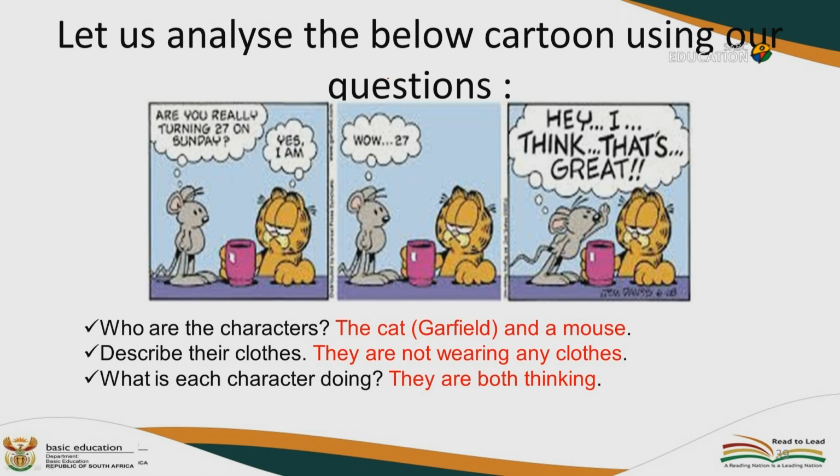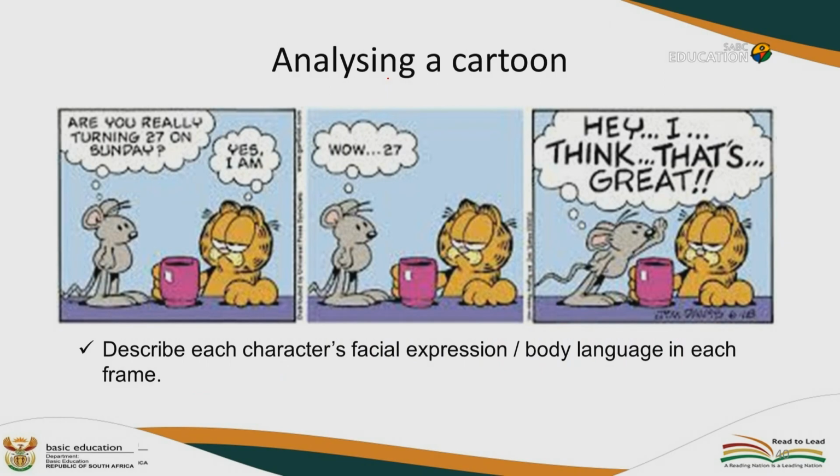Let's look at this cartoon of Garfield. It's called Garfield and Oddie, but here you find Garfield is with a mouse. So let us explore some of those questions. Who are the characters? Garfield and a mouse. Describe their clothes. Obviously, when you find a cartoon on animals, they won't have clothes on them. They're not wearing any clothes. What is each character doing? They are both thinking. How do we know that they're thinking? Because each character has speech bubbles on them. Do you see that?